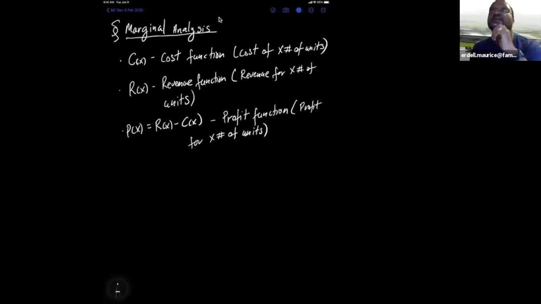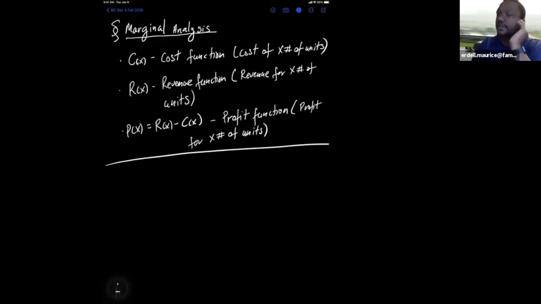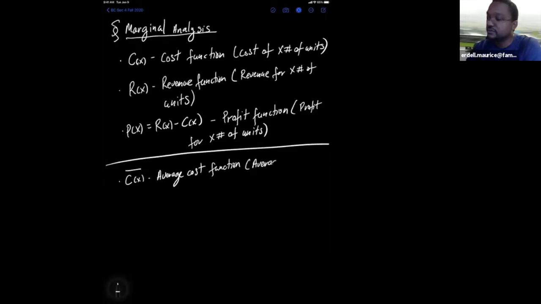So that's our first class of functions. Our next class of functions is our average functions. C bar of x is the average cost function, and of course it's going to be the average cost per unit. C bar of x is defined as taking the cost function and dividing it by the number of units.